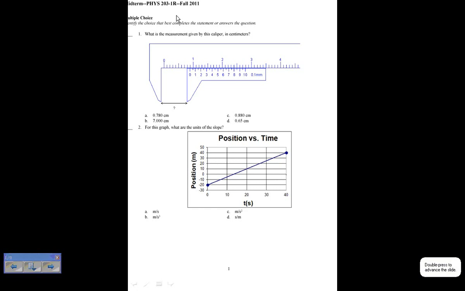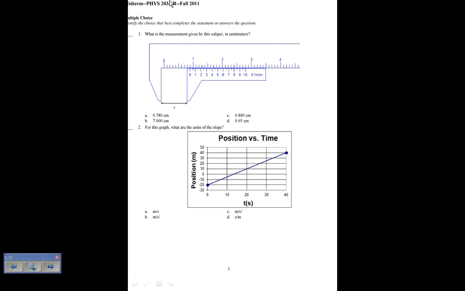Okay, this is the midterm exam for Physics 203. This is similar to the midterms for Physics 103 as well. The first one is, what is the measurement given by this caliper in centimeters?